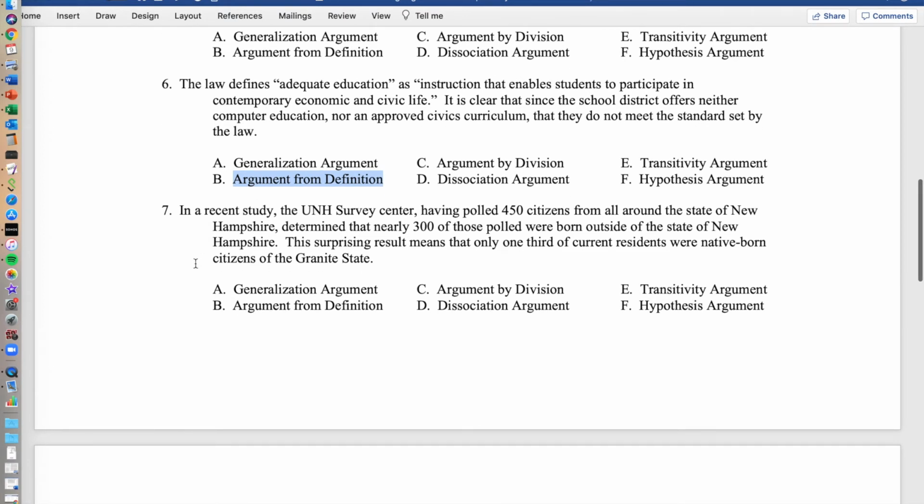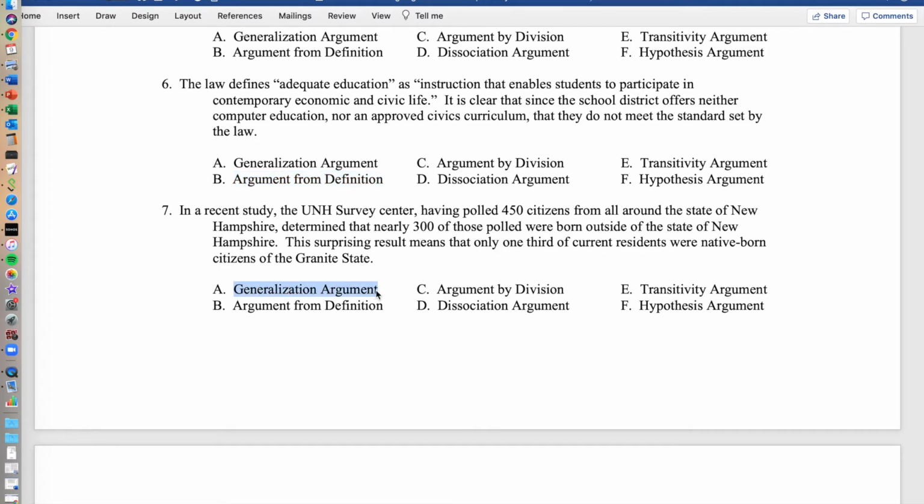Number 7. In a recent study, the UNH Survey Center, having polled 450 citizens from all around the state of New Hampshire, determined that nearly 300 of those polled were born outside of the state of New Hampshire. This surprising result means that only 1/3 of current residents were native-born citizens of the Granite State. Now, what you might recognize here is, as with a survey or polling, right, a generalization argument.